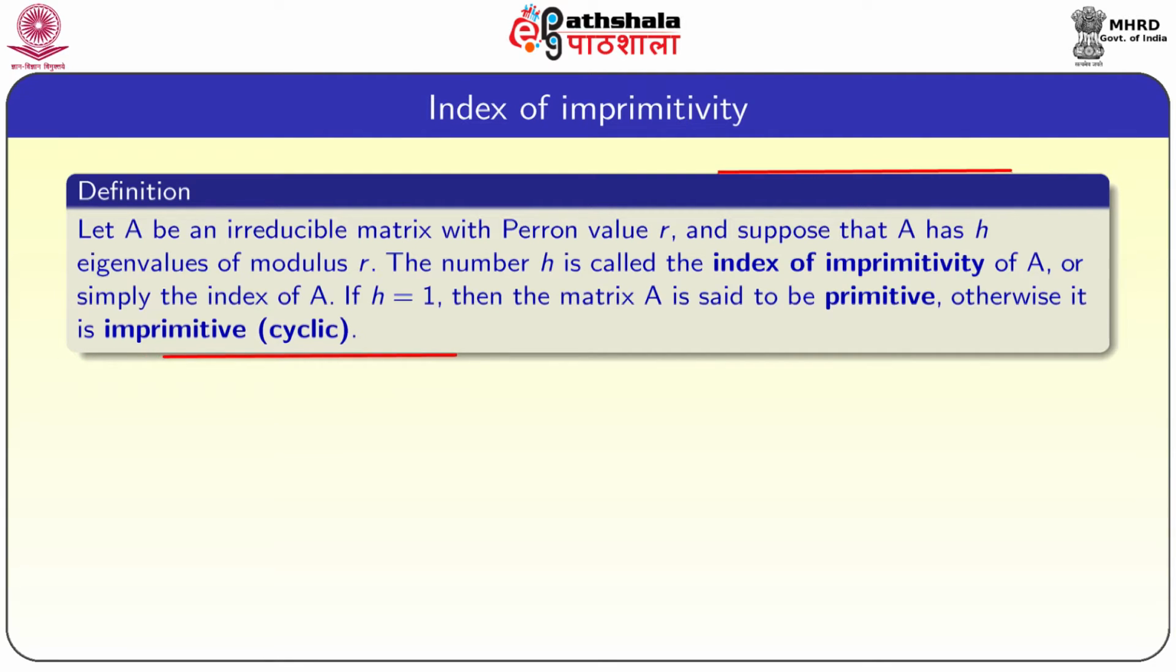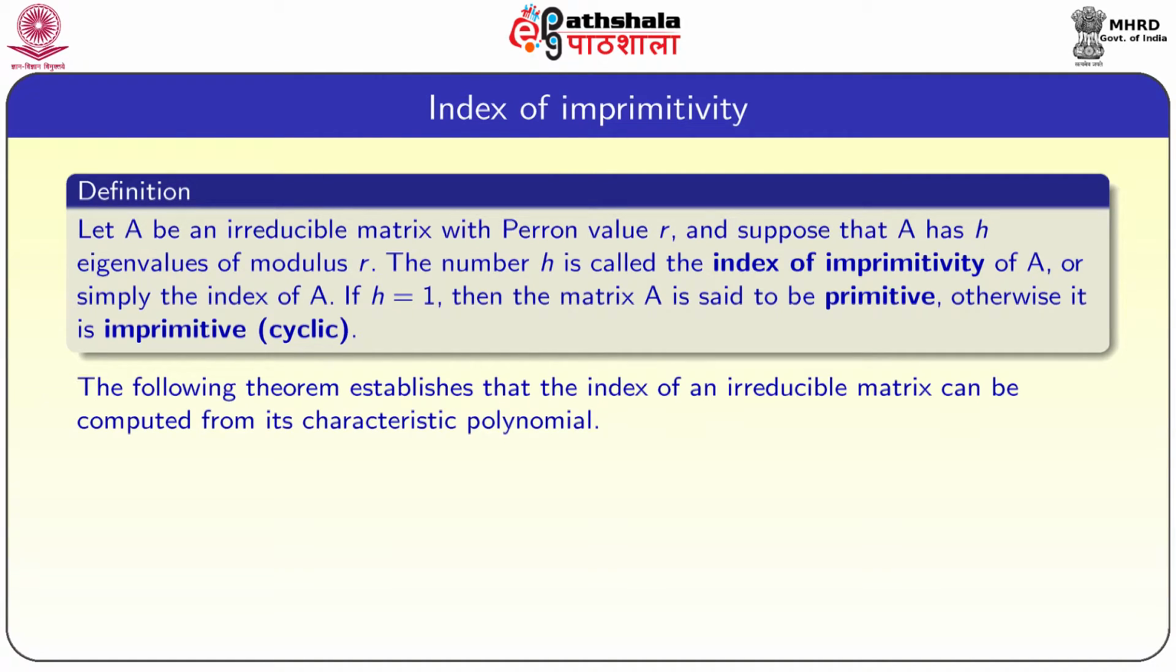Let A be an irreducible matrix with Perron value R, and suppose that A has h eigenvalues of modulus R, then the number h is called the index of imprimitivity of A, or simply the index of A. If h is equal to 1, the matrix A is said to be a primitive matrix, otherwise it is called imprimitive or cyclic. The following theorem establishes that the index of an irreducible matrix can be computed from its characteristic polynomial.